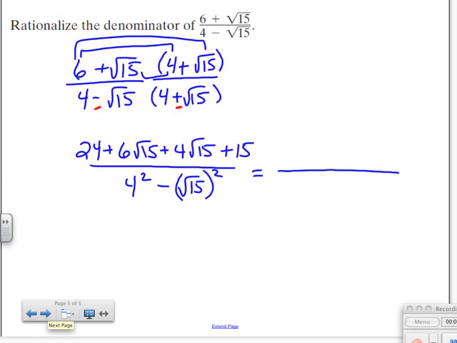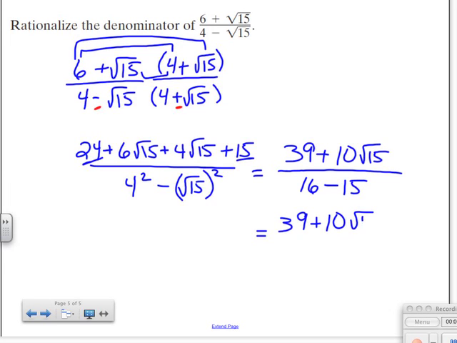So when I rewrite this, 24 plus 15 is 39. Plus, looking at combining the like terms, 6 square root 15 plus 4 square root 15 gives us 10 square root 15. 4 squared is 16 minus the square root of 15 squared is 15. So when I rewrite this, it becomes 39 plus 10 square root 15 all over 1, or just 39 plus 10 square root 15.